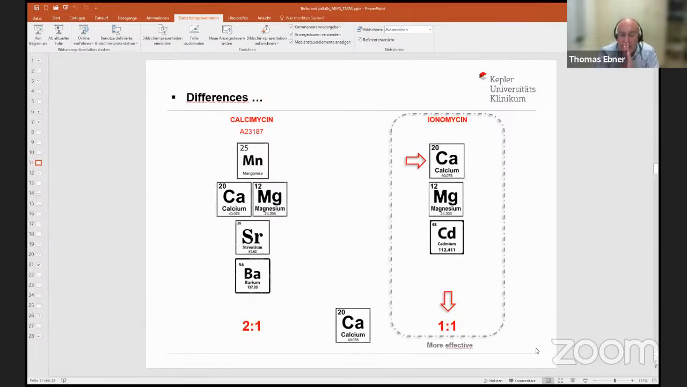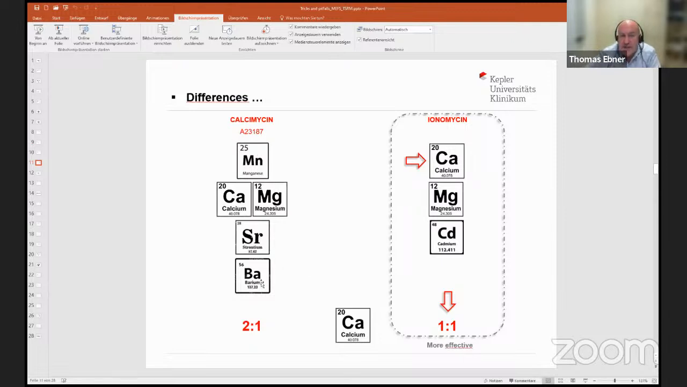There are differences, and since the slides are not animated, I hope you can see my cursor. What I'd like to show here is that calcimycin is not very specific for calcium, although it's more or less in the name. Manganese would be the most potent cation that could bind to this ionophore. Calcium and magnesium are also pretty good, but strontium and barium are not.